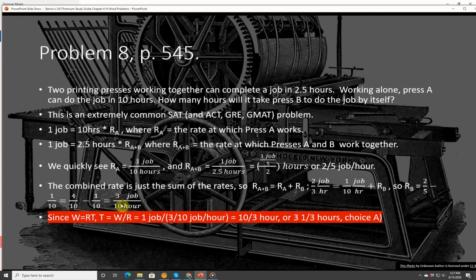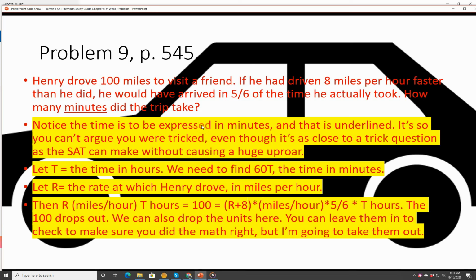4 minus 1 is 3, so you end up with 3/10 of a job per hour for press B. Since work equals rate times time, just like distance equals rate times time, time is going to be work over rate. One job over 3/10 of a job per hour equals 10/3 of an hour, or 3 1/3 hours, which is choice A.